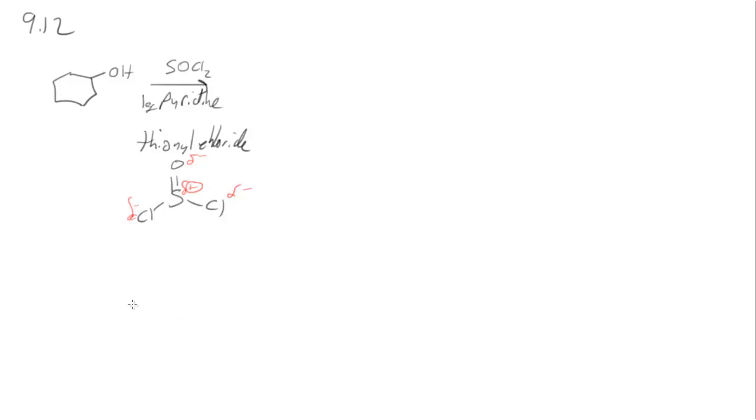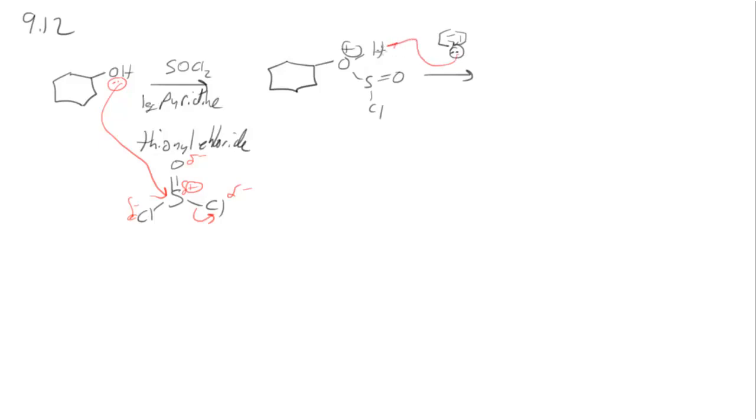So again, I would challenge you to pause the video, see if you can draw the first step of the mechanism, and maybe even the second step, and then come back and see if you're right or not. Just like with phosphorus oxychloride, the oxygen has electrons, the sulfur wants them. The sulfur has good leaving groups in the halogens, so one of the chlorides leaves to make our intermediate. Our pyridine comes along and deprotonates our intermediate to make a second intermediate.